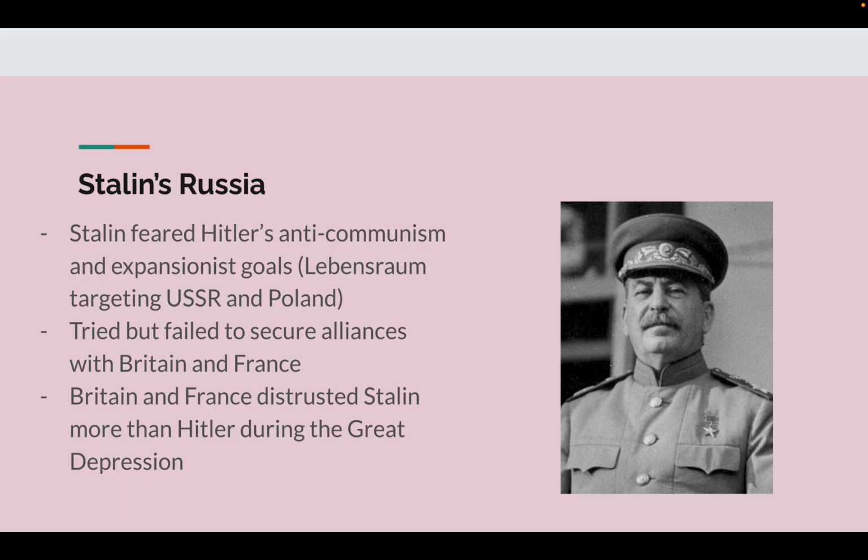Stalin's Russia. Stalin feared Hitler's anti-communism and expansionist goals, Lebensraum targeting USSR and Poland. He tried but failed to secure alliances with Britain and France. Britain and France distrusted Stalin more than Hitler during the Great Depression.